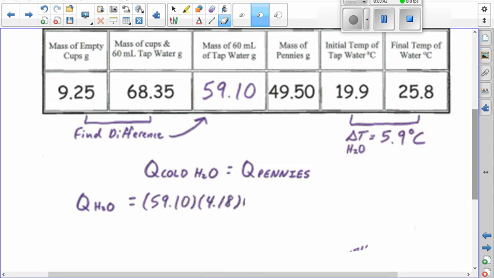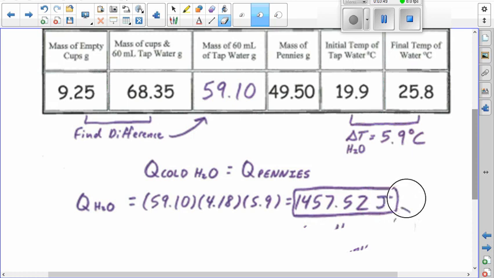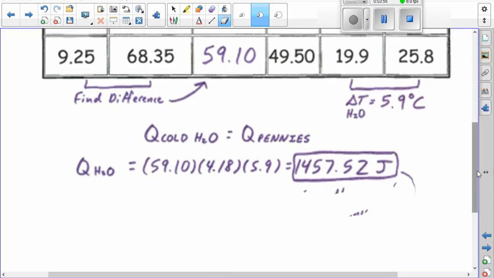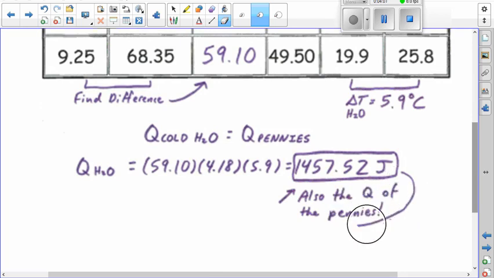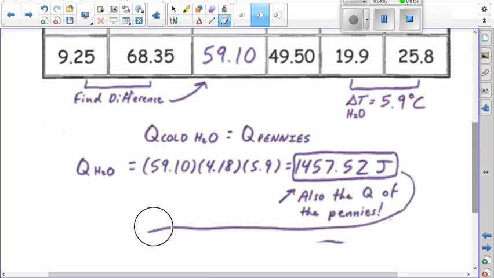And the delta T, as we already calculated up there, is 5.9. So that tells us that the water gained 1,457.52 joules. So that's the heat that the water gained, which should be the exact same Q, the heat that the pennies lost. So we're going to take that value and bring that over here.